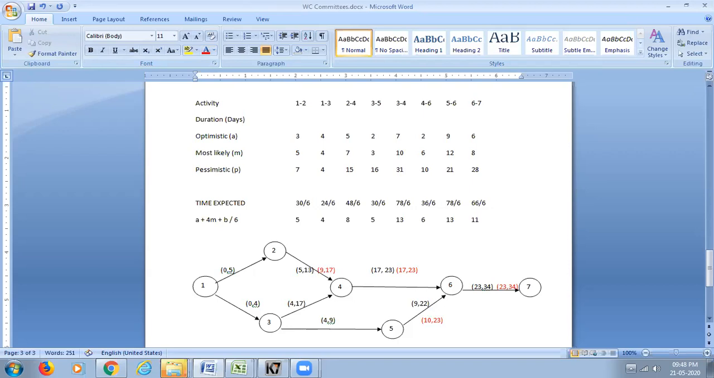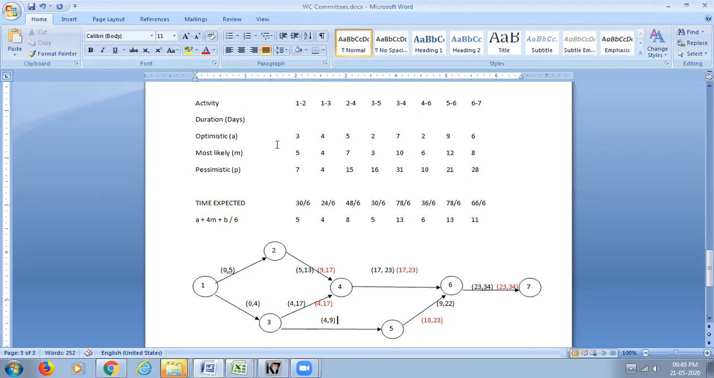And similarly, 3 to 4 is based on 4 to 6. 4 to 6, you are starting at 17, which means 3 to 4 should have ended at 17. If they are going to end at 17, when should they start? 17, 3 to 4, 3 to 4 is 13, 17 minus 13 is 4. So their starting time is 4 and finishing time is 17.